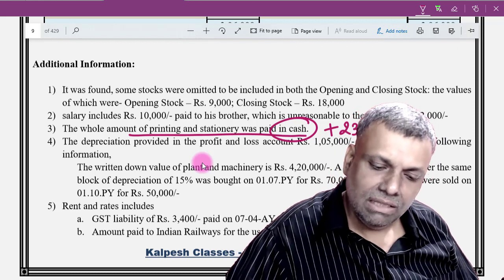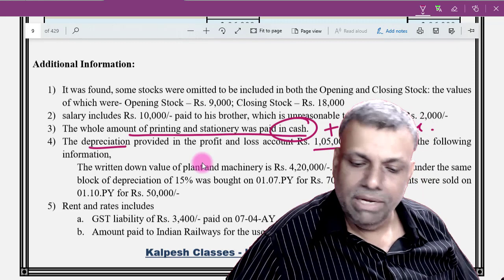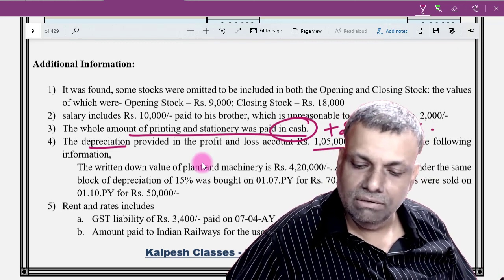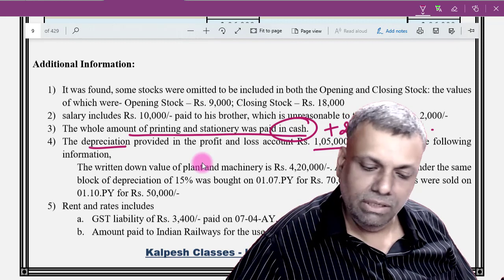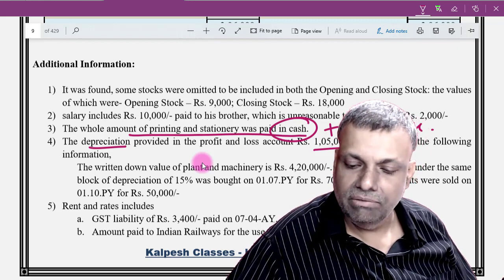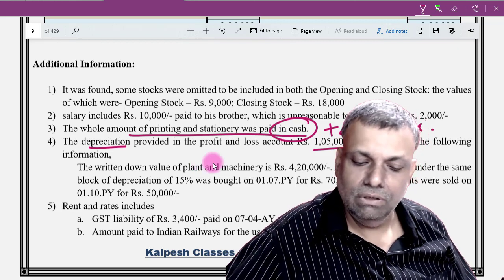I'll disallow. Now the depreciation provided in the profit and loss is 1,05,000, which was based on the following information. The written down value of the plant and machinery is 4,20,000. New plant falling under block 15% was bought on 1/7 of the previous year for 70,000. Two old plants were sold on 1/10 for 50,000.